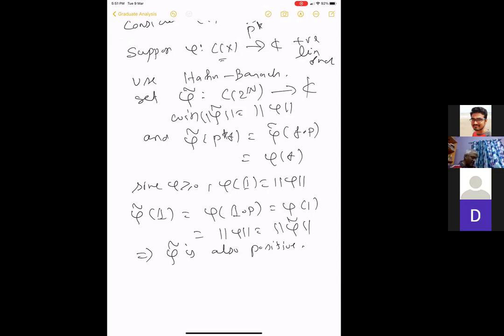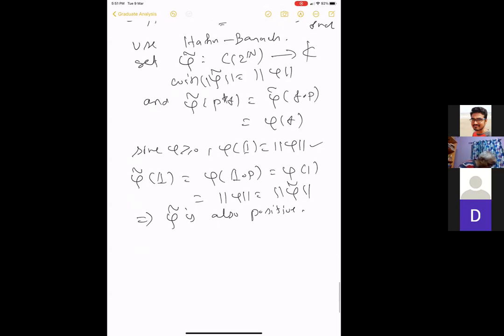Let me come again. Phi is positive, so phi of 1 is equal to the norm of phi. Use that fact to get that phi tilde of 1, which is also the same as phi of 1, is equal to the norm of phi tilde. The norm of phi and the norm of phi tilde are the same. So for phi tilde also the norm is equal to phi tilde of 1, so phi tilde is also positive. Okay. So there exists a mu.